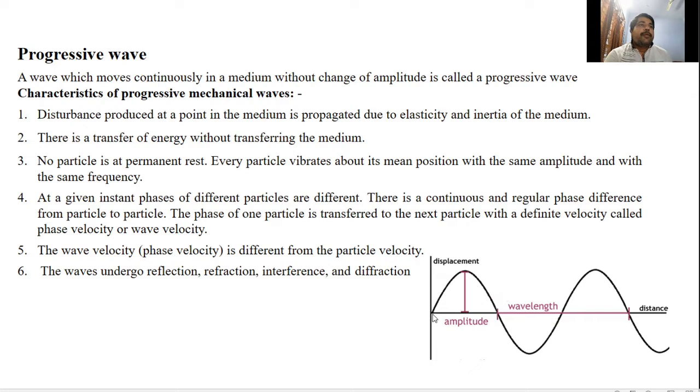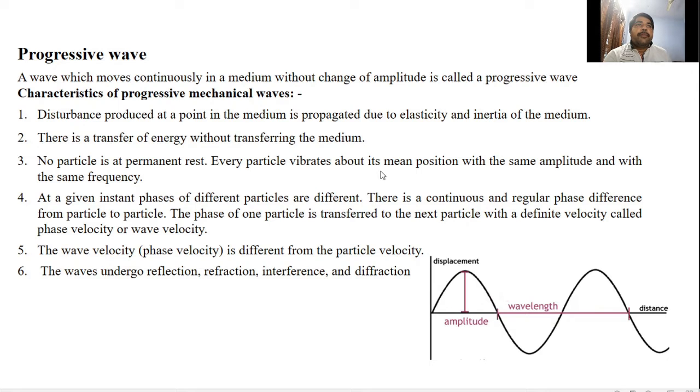It means that suppose we assume the disturbance is created at this point, then the particle at this point starts vibrating about its mean position. Then that particle transfers energy to the next particle. Then that particle starts vibrating about its mean position, and this particle transfers energy to the next particle. In this way, energy is transferred from one point to another point without transferring the medium. Third one is that no particle is at permanent rest.